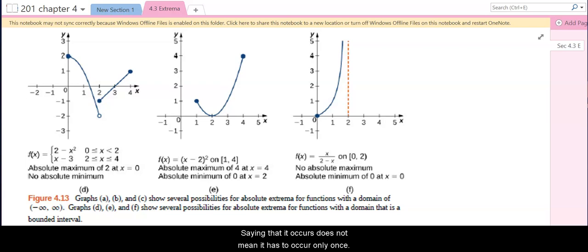Saying that it occurs does not mean it has to occur only once. It could occur many, many times, but there is one unique y value that is larger than all the others, and one unique y value that is lower than all the others, though they can occur many different times. Let's move on to the next piece.